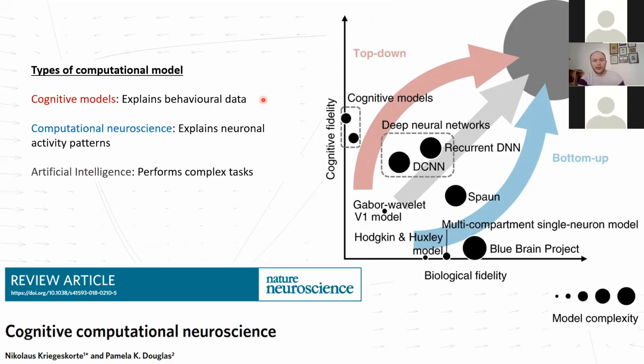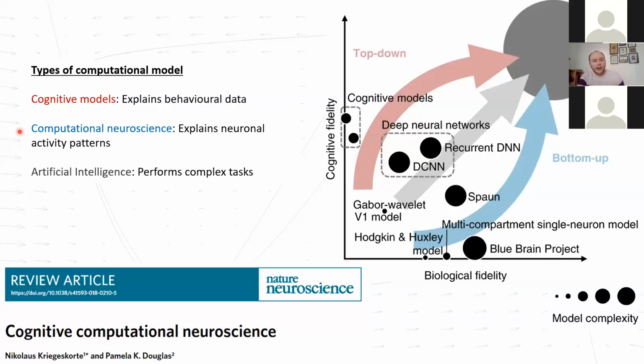So first of all, they showed cognitive models. And these are models which aim to directly explain behavioral data. So if you have a plot of biological fidelity, biological realism, versus cognitive fidelity, cognitive realism, these cognitive models fall somewhere around here. They can explain the behavioral data, and they have high cognitive fidelity, but reasonably low biological fidelity. They don't explain what is biologically happening within the brain.